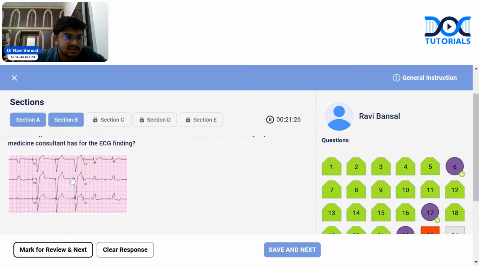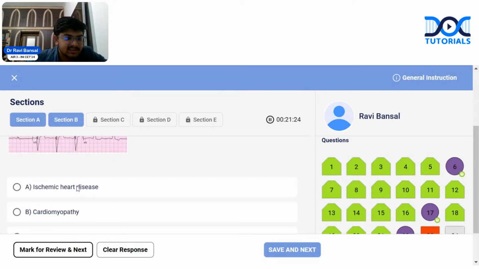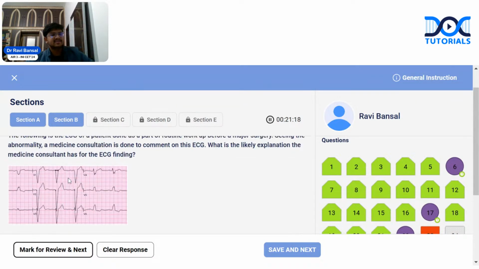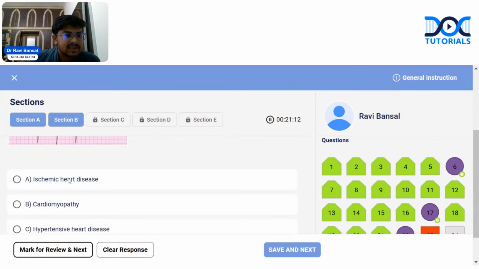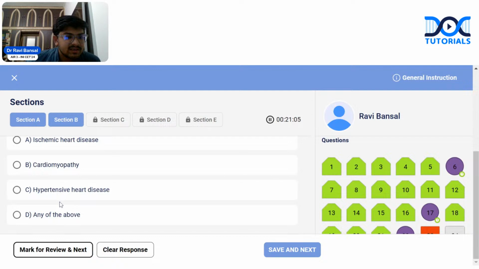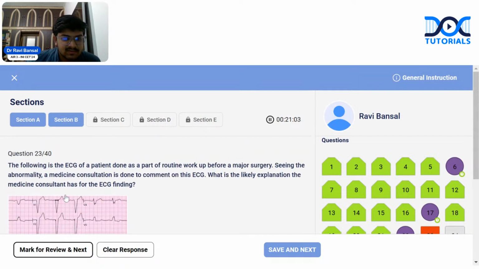So ischemic heart condition is less likely, but I'm not sure about Q wave or anything. Let's see cardiomyopathy. ECG for cardiomyopathy is less likely. Examiners of NEET and INI CET do not give an ECG for cardiomyopathy, so I think this is incorrect. And hypertensive heart disease looks right, because this is a routine workup before major surgery.